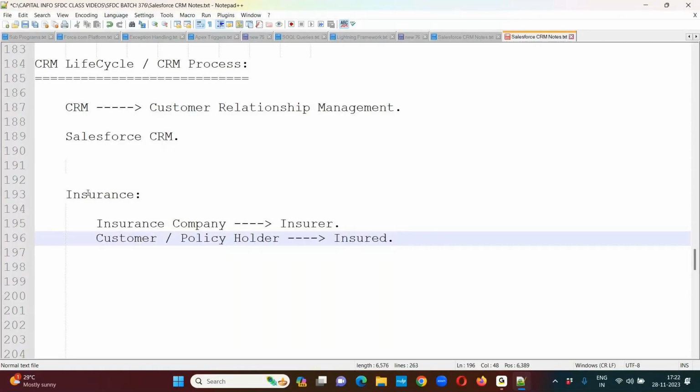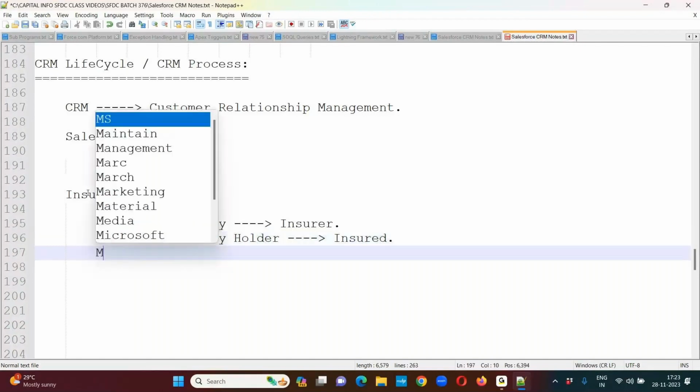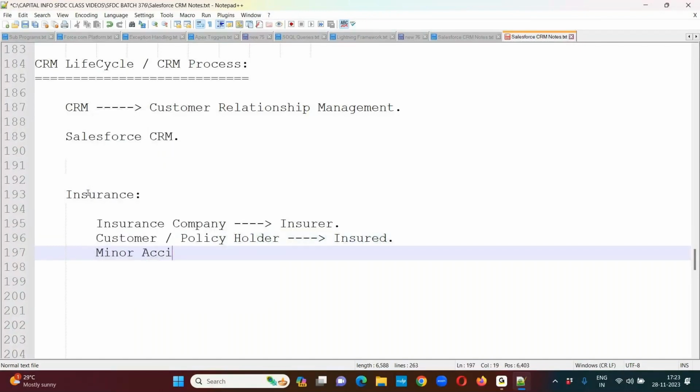Now, for example, today I met with an accident. It's a small minor accident. Now this will be referred to as a peril. As part of the insurance domain, this will be called a peril. Peril means the chances of damages are very, very less. It's a small minor accident here, so in this case the chances of damages are very, very less.